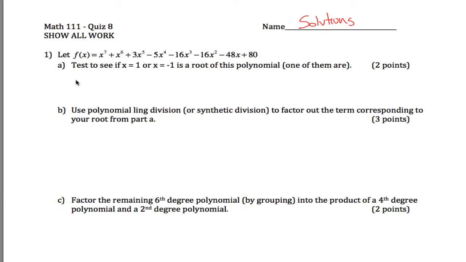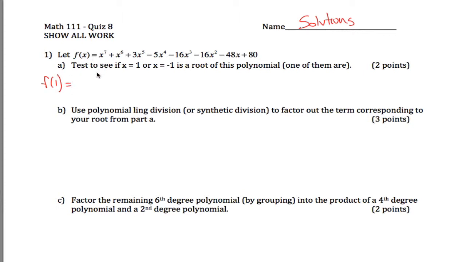Alright, here are quiz 8 solutions for Math 111. We're given some huge polynomial, a 7th degree polynomial, and asked to see if either of these two are a root. And it says one of them is. To test if something's a root, all we have to do is plug it into the polynomial.